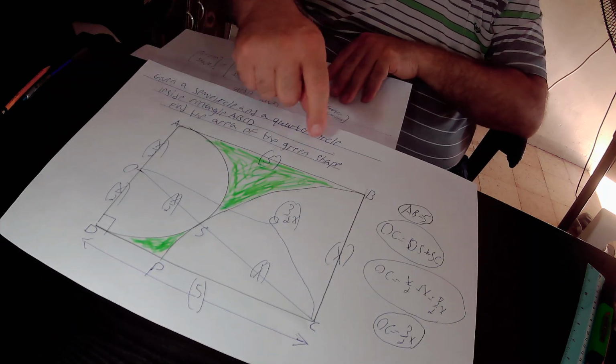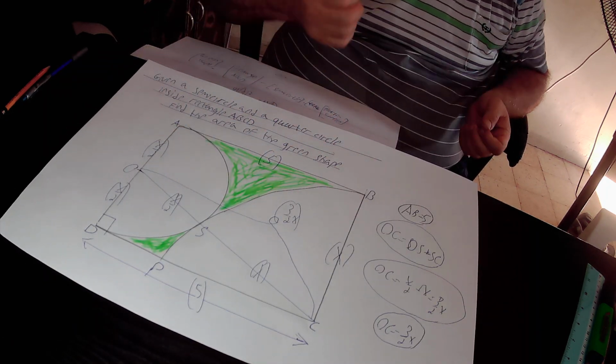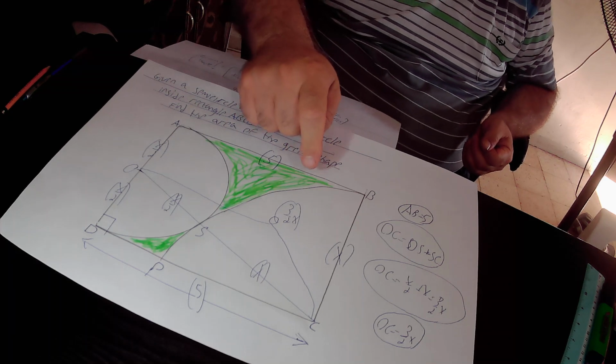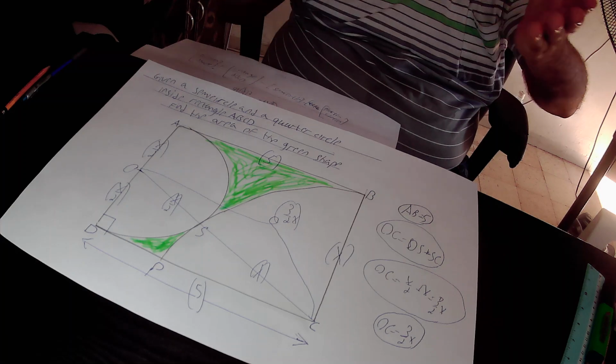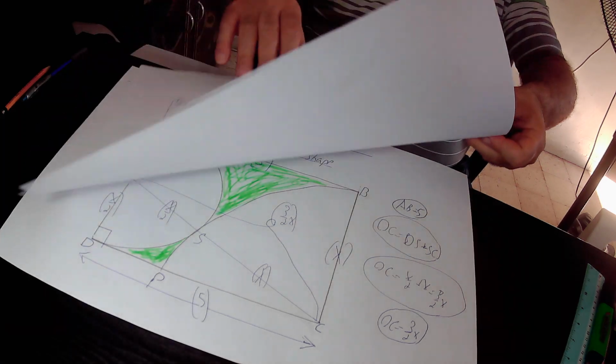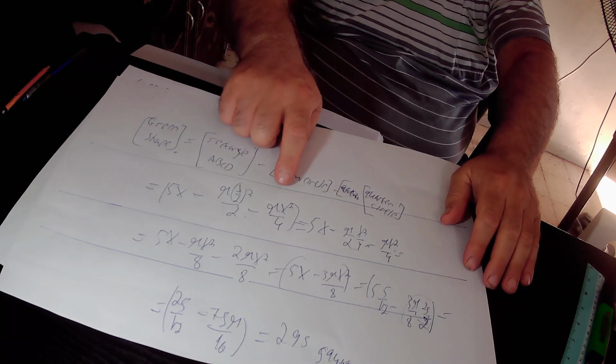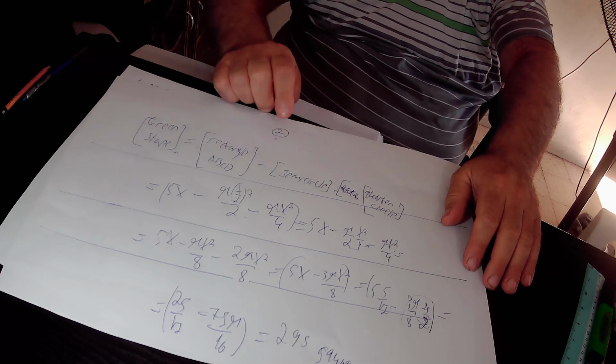Minus the area of the quarter circle. What is the area of this quarter circle? We know that the radius of this quarter circle is x. Therefore the area must be equal to pi x squared over 4. So it is minus the area of the quarter circle, that is minus pi x squared over 4.